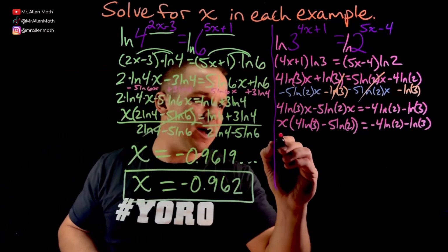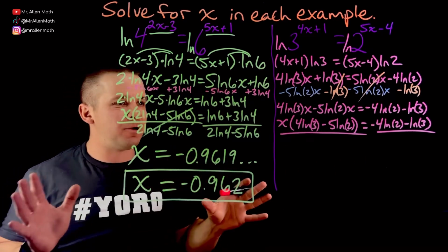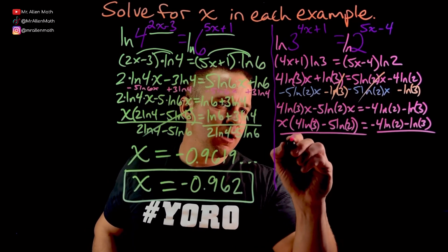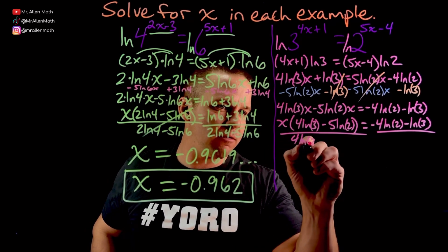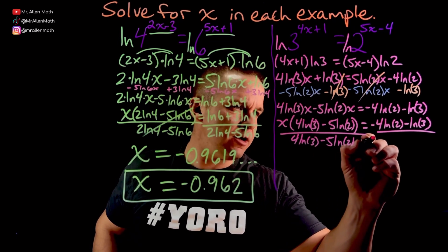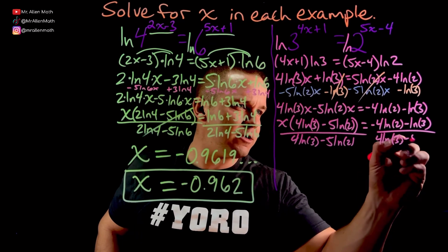Now I can divide by this whole beast right there, get x all by itself, type it on the calculator in one swooping motion, if you will. We got 4 natural log of 3 minus 5 natural log of 2, and then once again over here as well. This is intense algebra here. That's really all there is to this one.